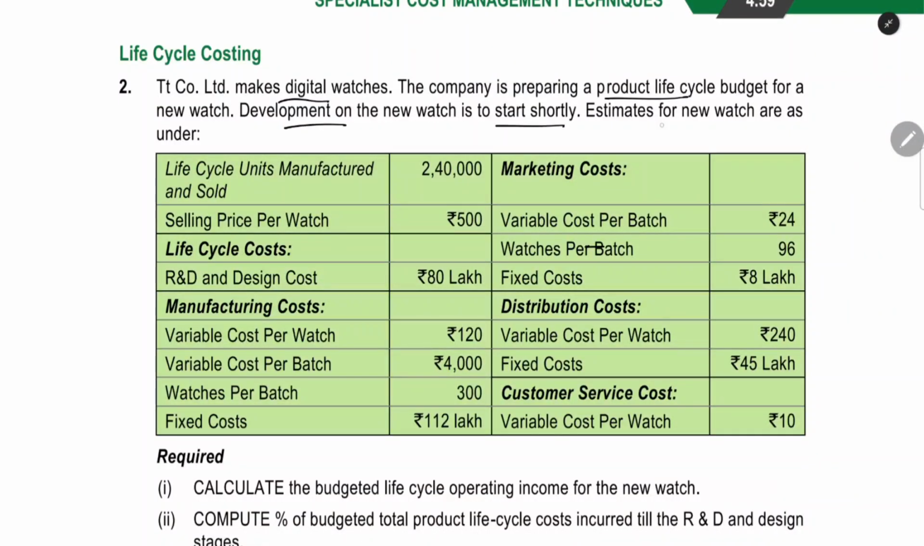Development on the new watch is to start shortly. Estimates for the new watch. What is the estimated cost, profit and all they have given here. Total units to be manufactured and sold: total we will be producing and selling 240,000 watches. Selling price per watch is 500. Life cycle cost: the R&D and design cost will be 80 lakhs.